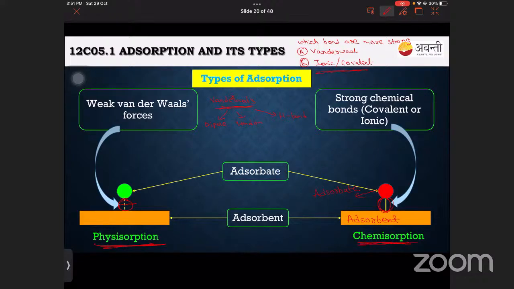Now, as it is undergoing a chemical reaction, it is known as chemisorption. When it is undergoing only a physical phenomenon where attractions between the molecules are superficial, this is known as physisorption. What is the difference here? In physical adsorption, that is physisorption, only physical interactions are there. They are not actually forming a strong bond. In chemisorption, the adsorbate and adsorbent are reacting with each other and forming a new covalent or ionic bond between each other. Clear?